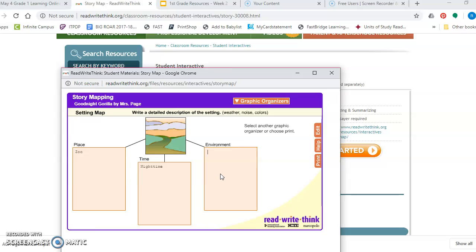And then finally it says, write a detailed description of the setting. So you can type this in, and if you're not doing this on the computer, you can draw out the setting on a piece of paper. You can write this all out on a piece of paper if you want. You don't have to use this computer, but this is just a strategy to use.